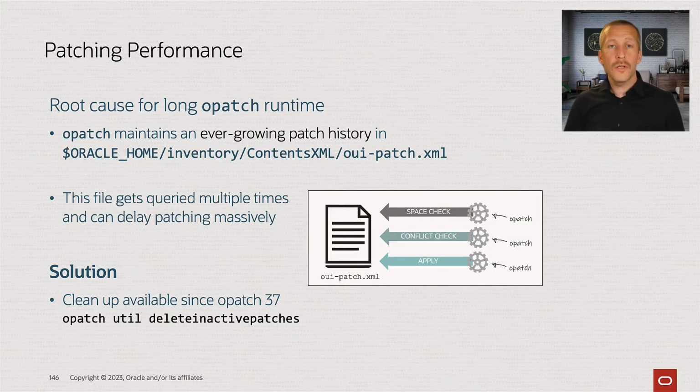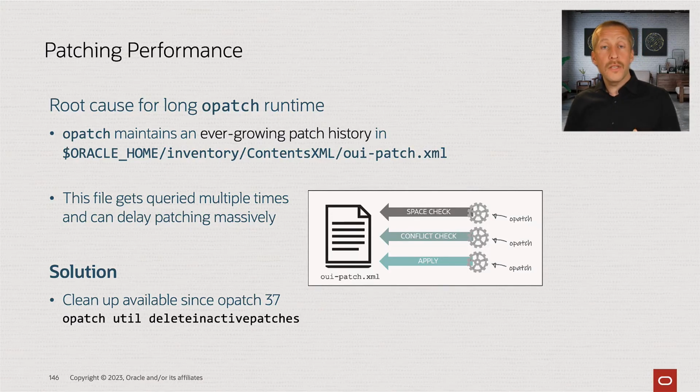Now, the patching runtime also increases because OPatch needs to keep track of all these patches that you over time have installed on that Oracle home. That information goes into an XML file that is processed multiple times when you use OPatch. The more information you have in that XML file, the more patch history you have there, the more dependencies and so forth, the more complicated that check will become, and it affects the runtime of the OPatch operations.